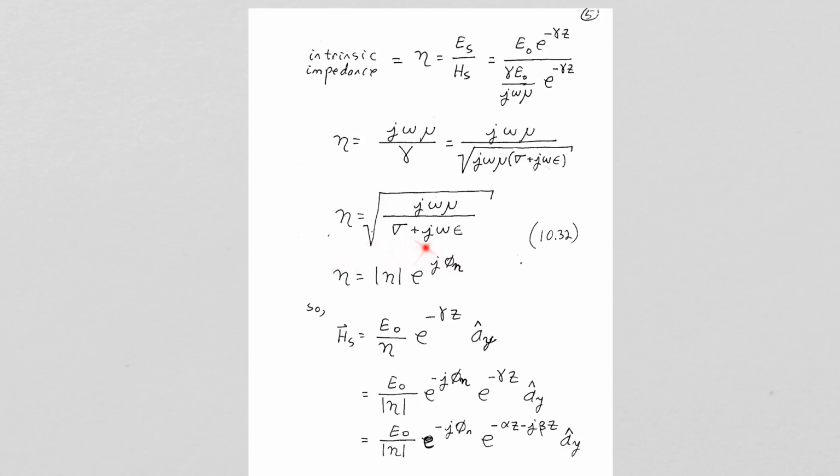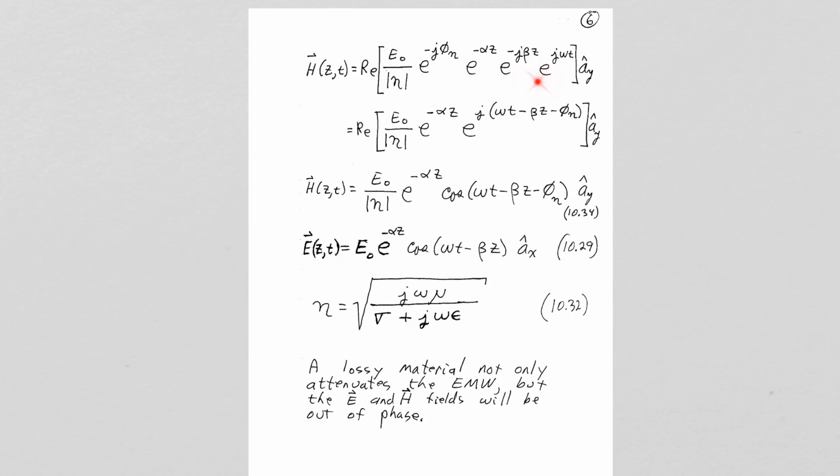Rewriting the amplitude of our magnetic field intensity as the ratio of the amplitude of the electric field intensity to the intrinsic impedance, we see that we're going to have a phase shift between the electric and magnetic fields when there's propagation in a lossy material. Multiplying by e to the j omega t and taking the real part, we have the final forms for our magnetic and electric field intensities for propagation in the lossy material, with this being the intrinsic impedance.